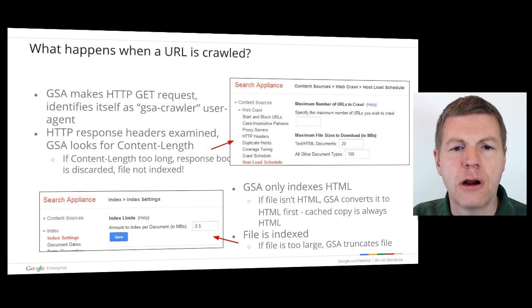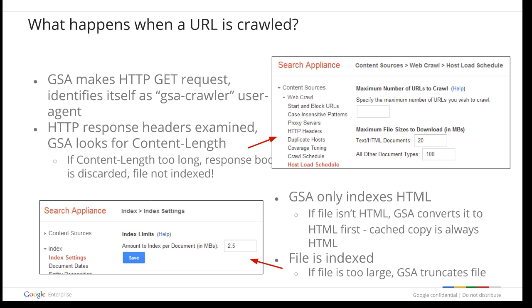What happens when a URL is crawled? The GSA sends an HTTP GET request to your web server, just like any other browser, and it identifies itself as GSA Crawler instead of Firefox, Chrome, or Internet Explorer. When it receives a response, it examines the response headers. One of those is content length. If this is too large, the GSA will simply ignore the document entirely. It won't show up in the index at all.